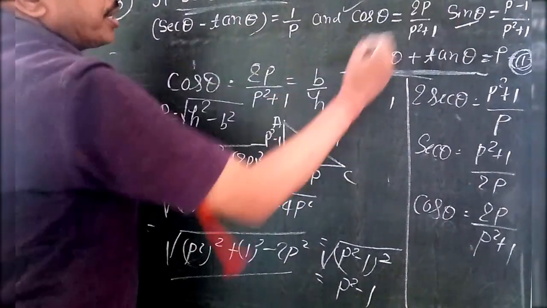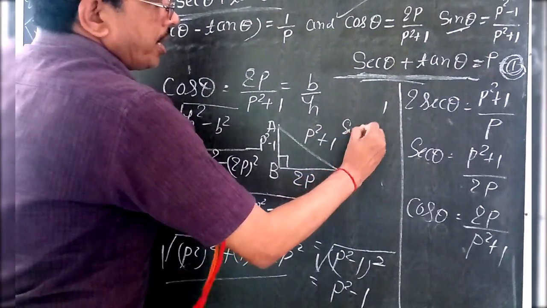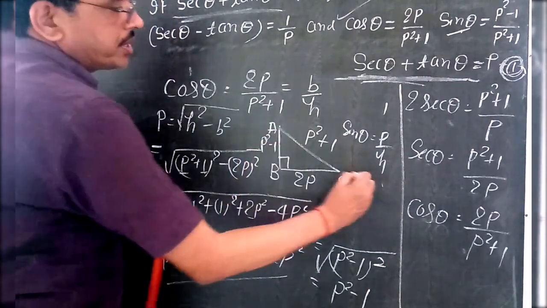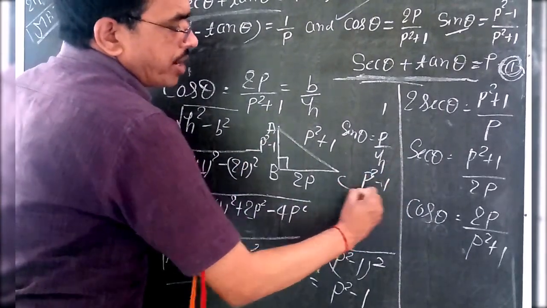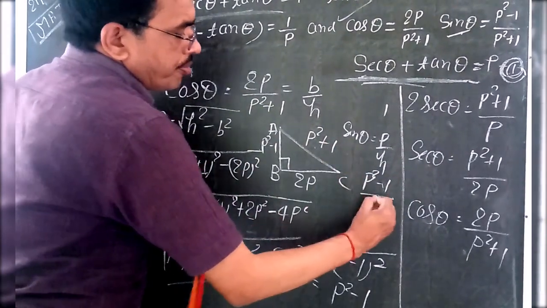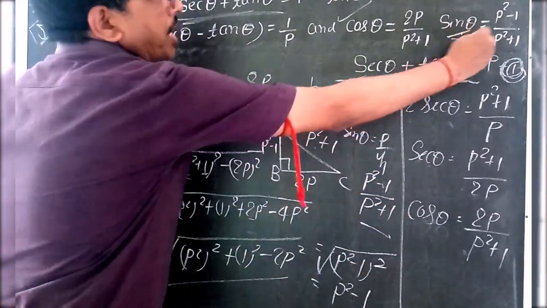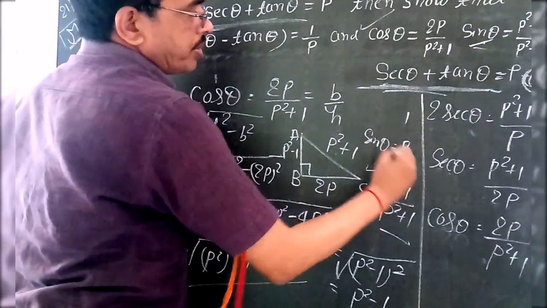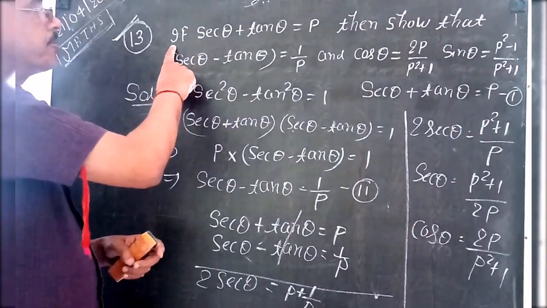So what is sin theta? Then sin theta is equal to p by h. And what is p in the question? P is p square minus 1 and h is p square plus 1. So sin theta is also p square minus 1 by p square plus 1. Next. Now see question number 13.